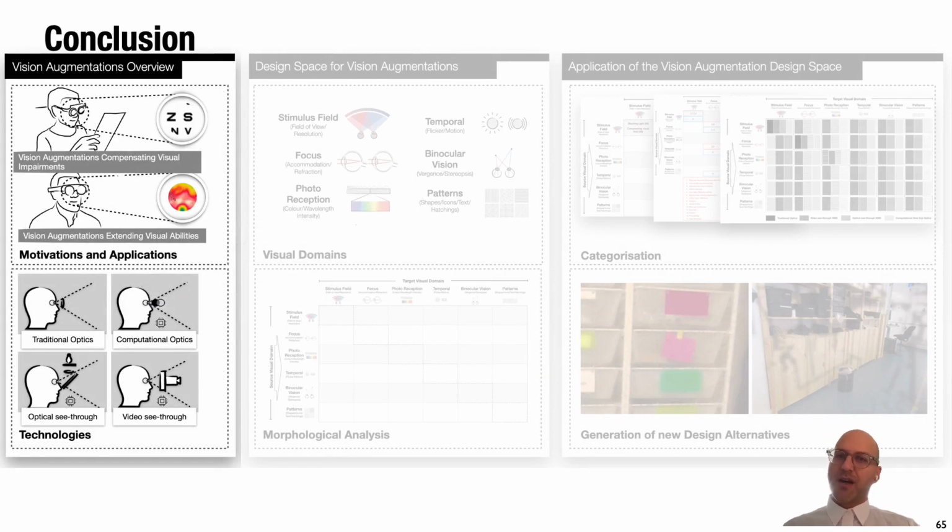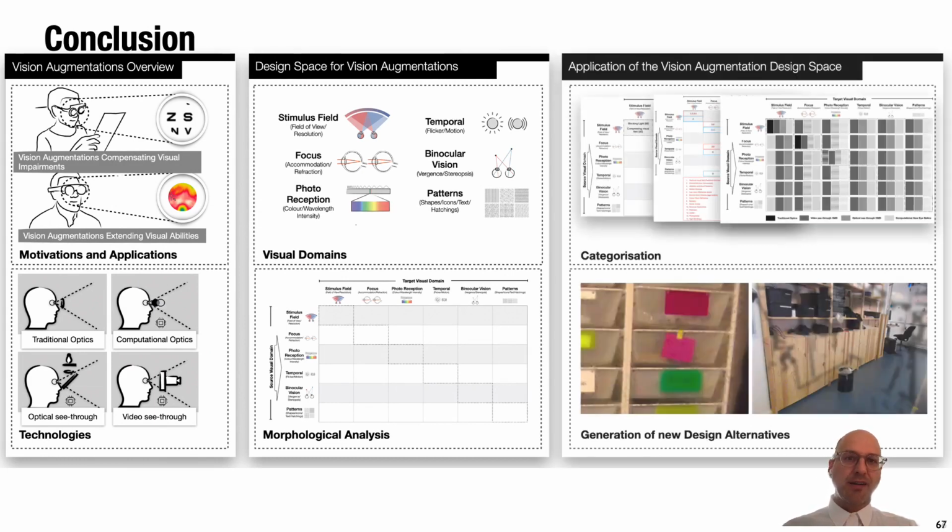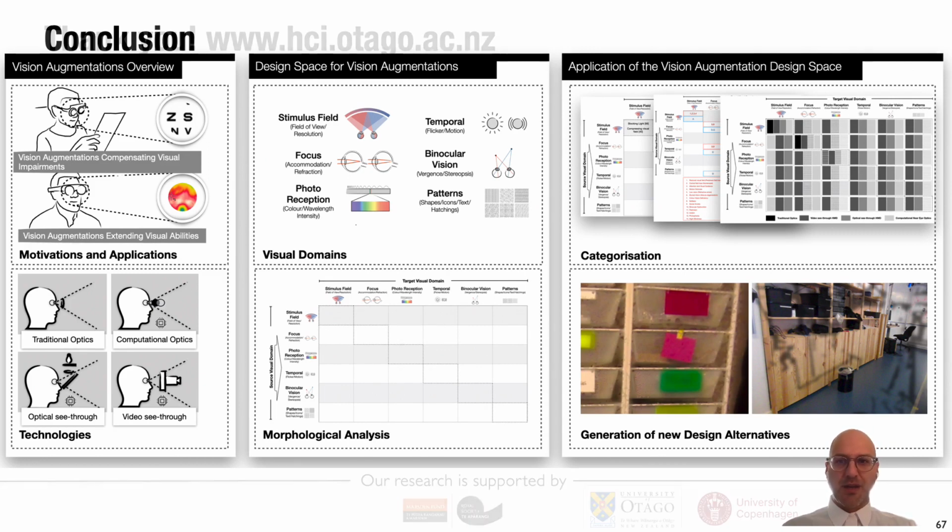So overall, in our paper, we give an overview on vision augmentations, the different application areas and the motivations. We introduce different technologies that have been used, but the core of our work is really the design space, and we provide much more detail in our work. Finally, we show in much more detail also how you can apply our design space, for example, for categorization, but also use it for the generation of new design alternatives.